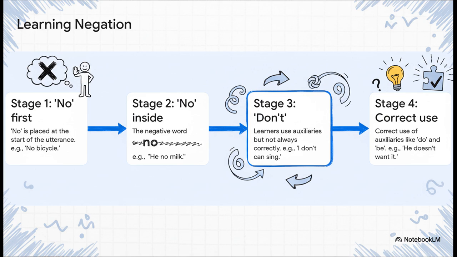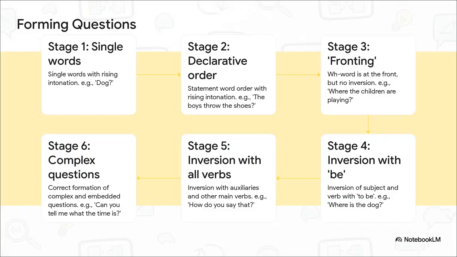Next, they discover the magic word "don't," and they start using it for everything, even when it's wrong, like "I don't can sing." It's only after going through these predictable steps that they finally master the tricky rules for negation in English. And we see the exact same thing when it comes to forming questions.